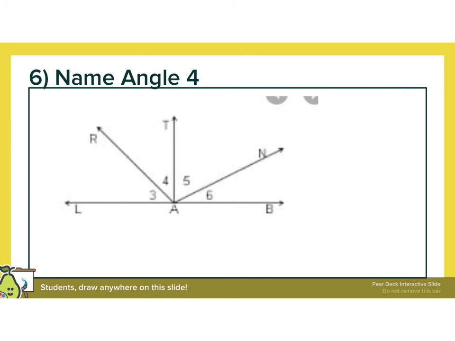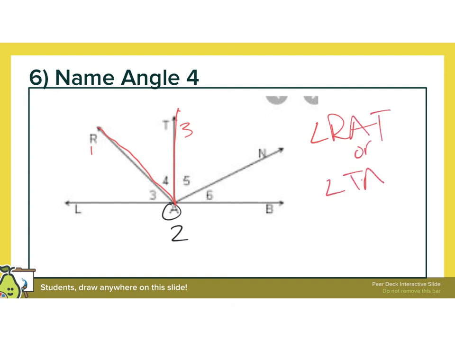And the last one, just to trick you, let's see if you remember how to name angle 4. You're going to use 3 points. This is the middle, or letter 2. And then angle 4 is, let's pick a different color. If I highlight it, it's here. So that would be 1 and that would be 3. So you can call this angle rat or angle tar. The A is in the middle. All right.